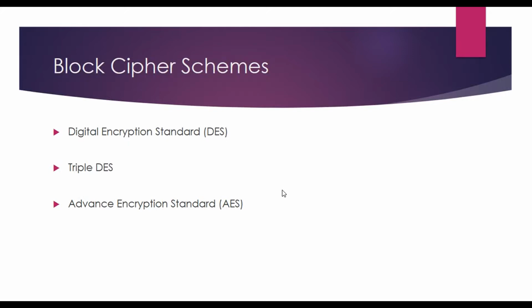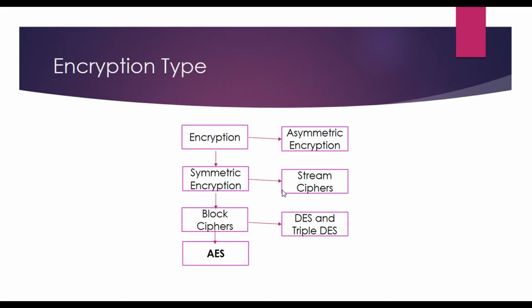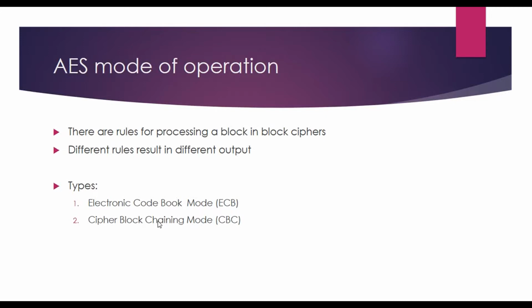The third one, the Advanced Encryption Standard, is a relatively new block cipher based on the Rijndael encryption algorithm. It won the AES design competition, by the way. This is the latest one and is very popular. So far what you've seen is that encryption is of two types: symmetric and asymmetric. In symmetric, we have the stream ciphers and the block ciphers. For block ciphers, there are DES, Triple DES, and AES, and AES is what we are going to focus on.